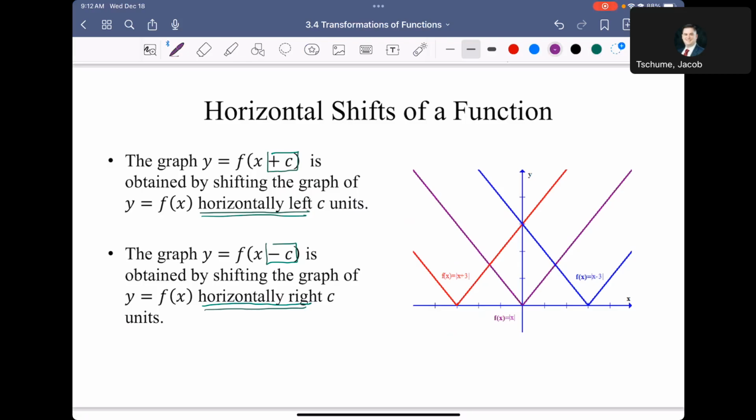So back to my absolute value and using the 3 example, you'll notice once again, there's the purple graph in the middle, which is the absolute value of x. But notice when there is a +3 inside, we shift to the left 3 units. Versus if there's a -3 on the inside, you're shifting to the right. That's because horizontal shifts work opposite of what you traditionally would think. This is the only one that works backwards, so just be aware of it.